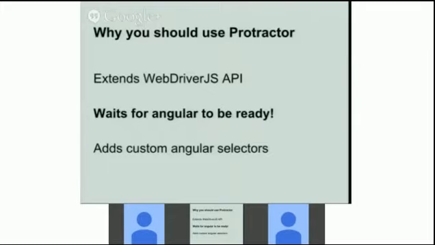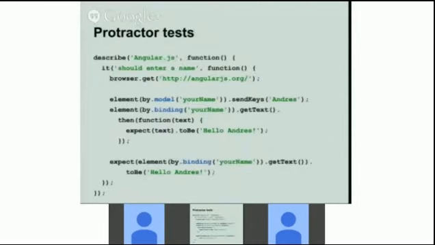There are no more flaky tests. It's great because it adds some custom selectors. And this is how you would write a test in Protractor. In this case, we are using Jasmine. So if you are familiar with Jasmine, you have a test suite.